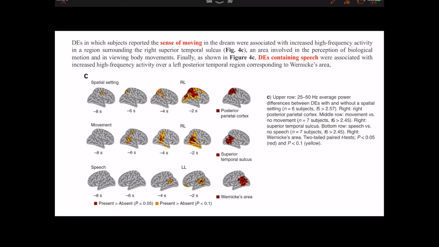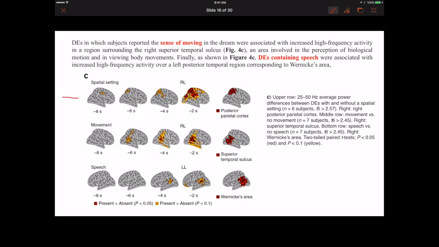So here now we have spatial settings, which we discussed already, and here's movement. So movement areas in the waking states are in the posterior parietal area. And here you can see the same area lighting up in the dreamlike state. How about speech? We have speech areas in the brain, such as Broca's area and Wernicke's area. And here in the temporal lobe area is Wernicke's speech center. And you can see that it lights up if you have a dream in which speech or speech perception is a prominent feature.